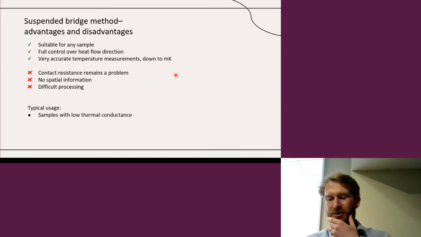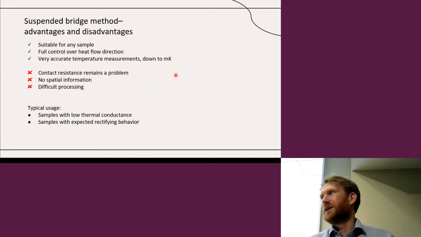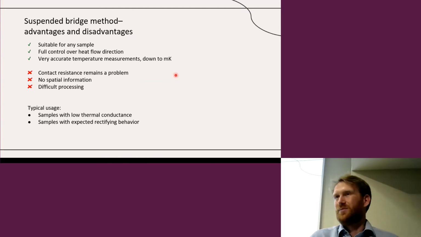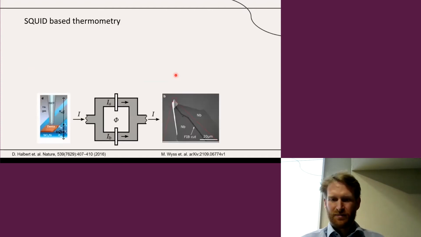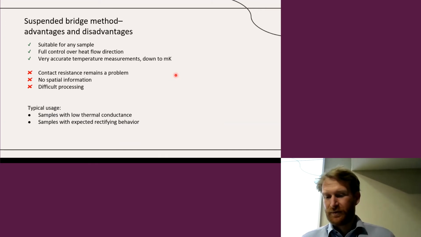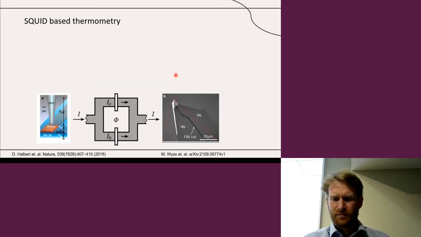So the typical usage, like I said already several times, is samples with a very low thermal conductance, samples with an expected rectifying behavior. Like I said, it requires some more work, but at least you have this control to flip around the heat flow direction. So that is the scale where you would apply these.